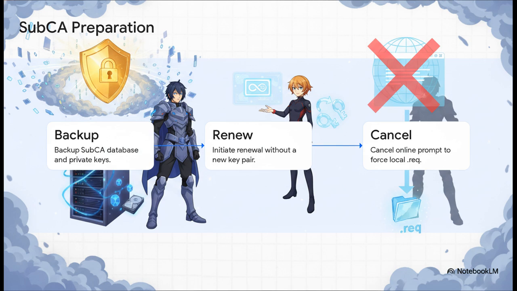You must click Cancel. Why? Well, because your root CA is offline. Clicking Cancel forces the system to drop a raw.req request file right onto your local C drive.